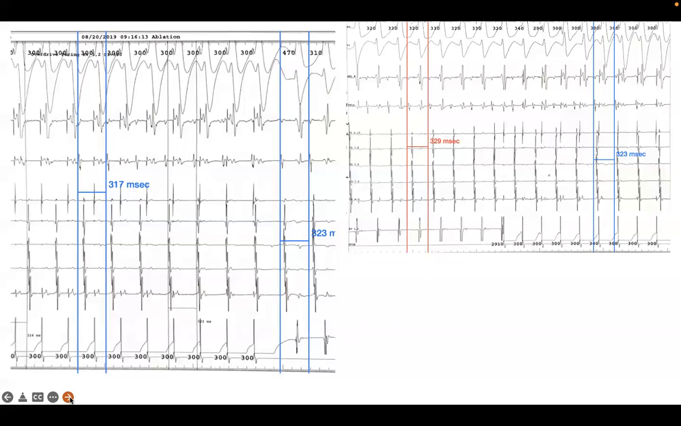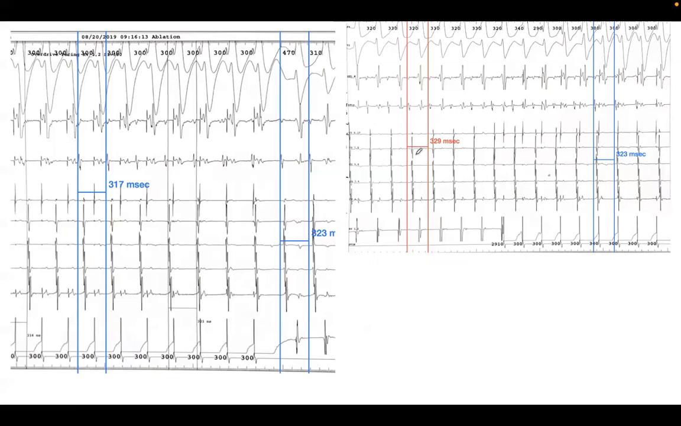Okay. Now this is a little bit difficult, so let me guide you through this. This is a patient of ours who had tachycardia, obviously. Just look at this here. You see the tachycardia, and this is your ablation catheter, and these are the CSs, and obviously the Vs.